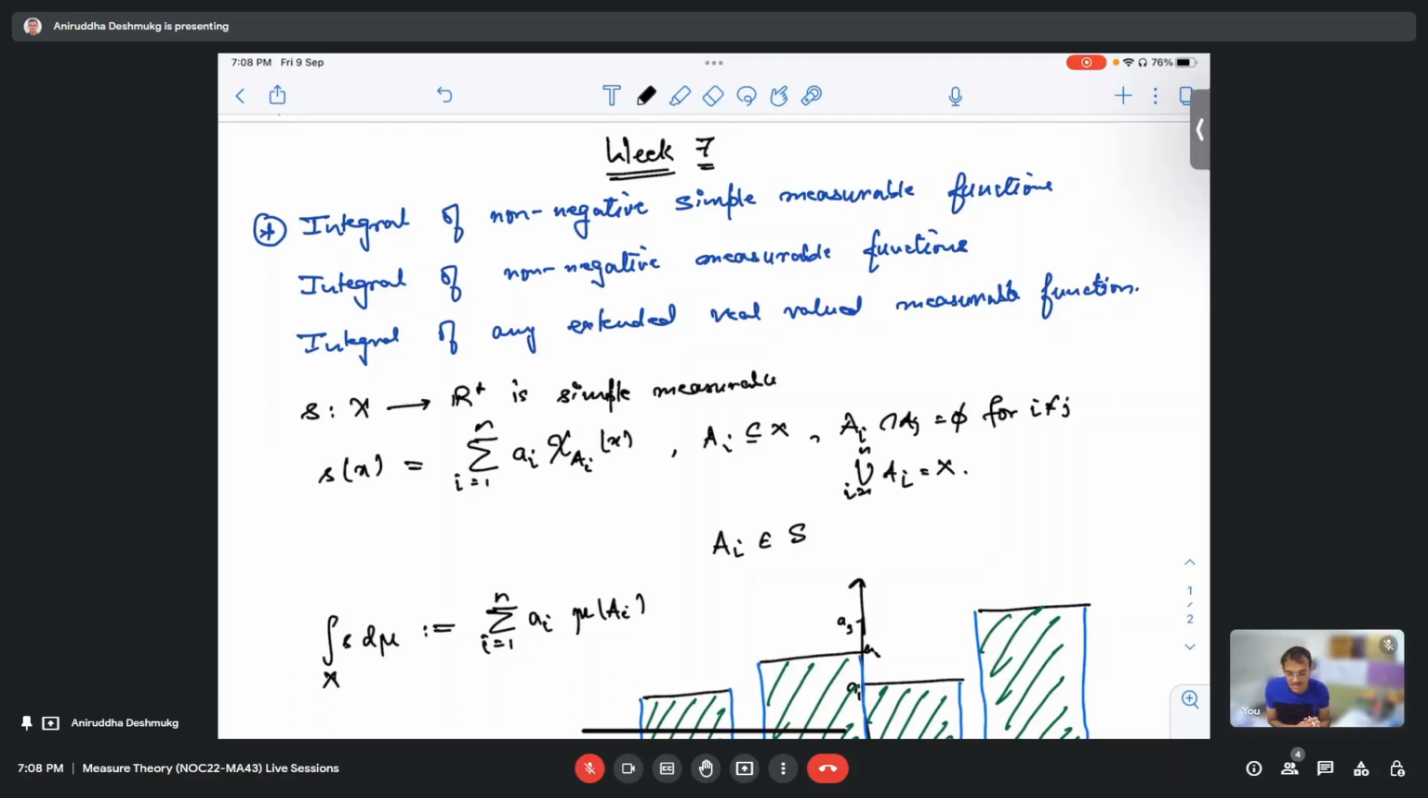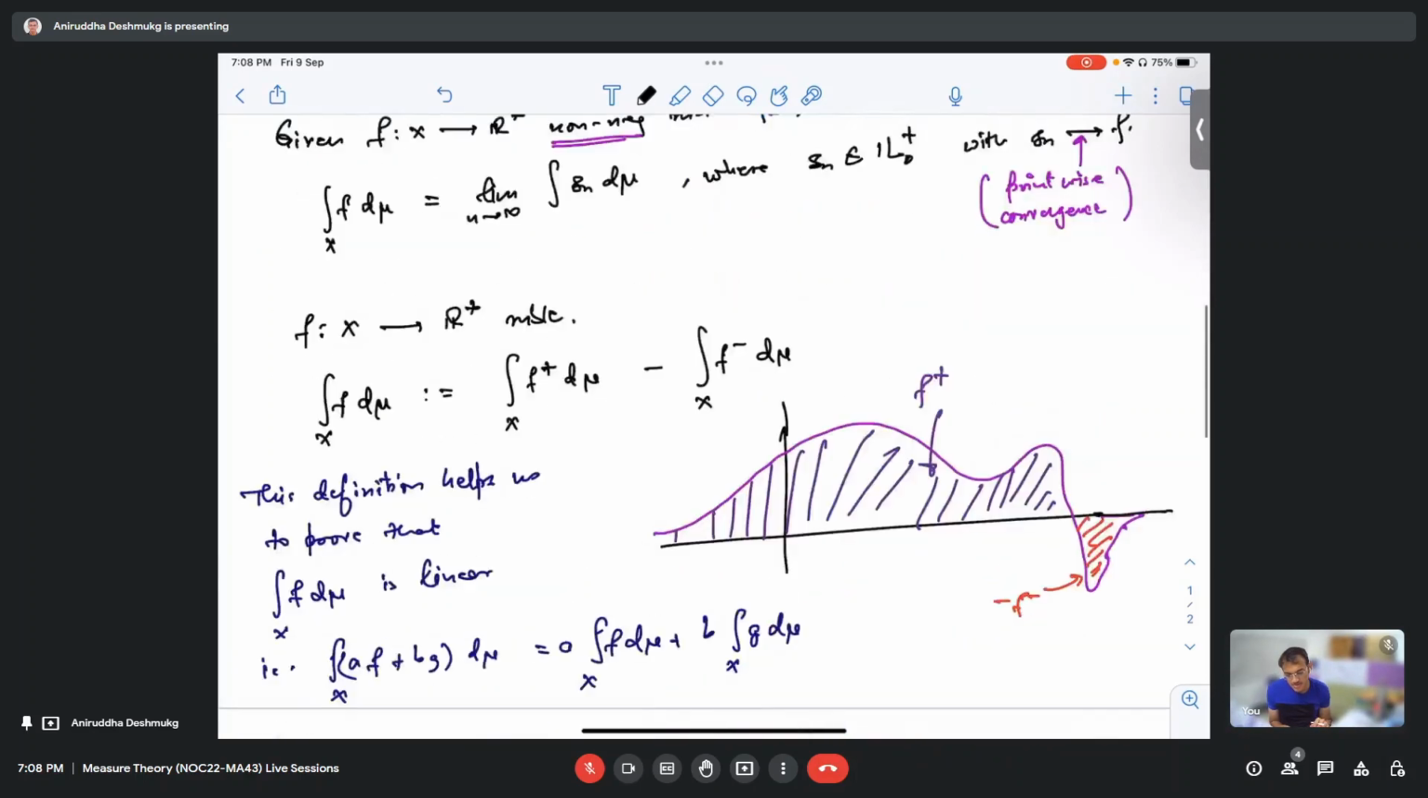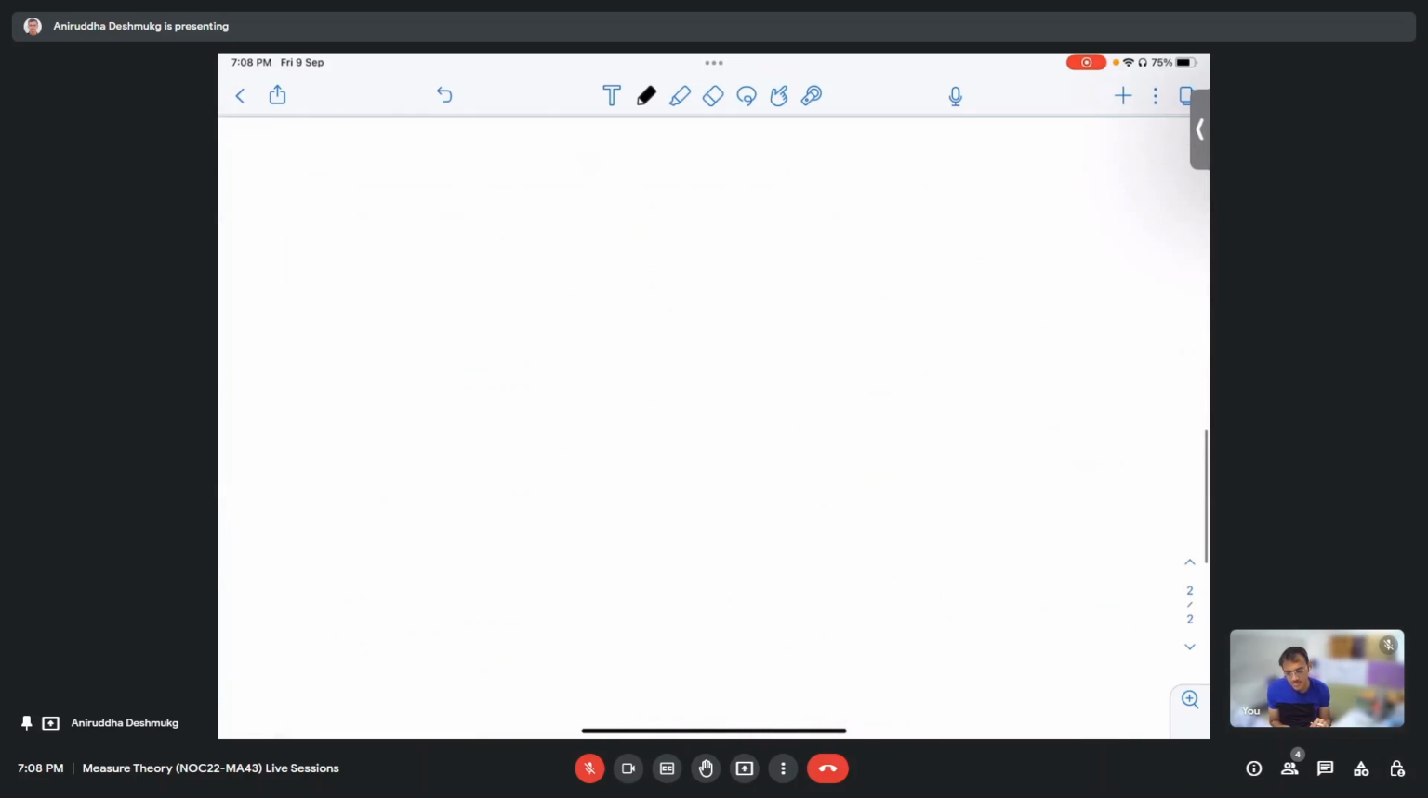Yes, sir. I have a doubt from last week. Week 6, you mean? Sir, there is a problem: f is measurable if and only if its modulus is measurable, for all f such that X to real numbers R. Then the sigma algebra S is equal to the power set of X. That I am not able to prove.